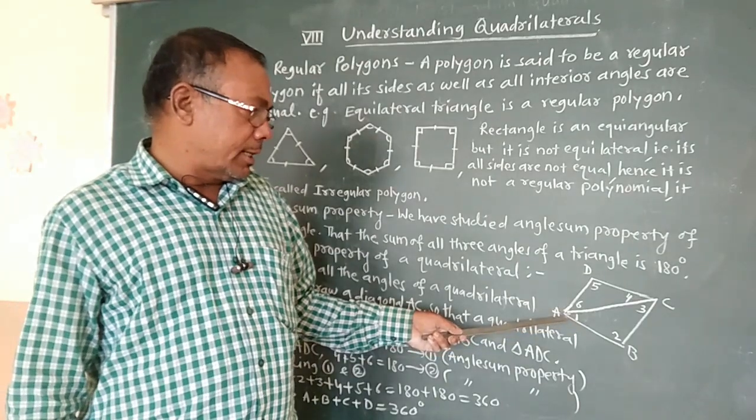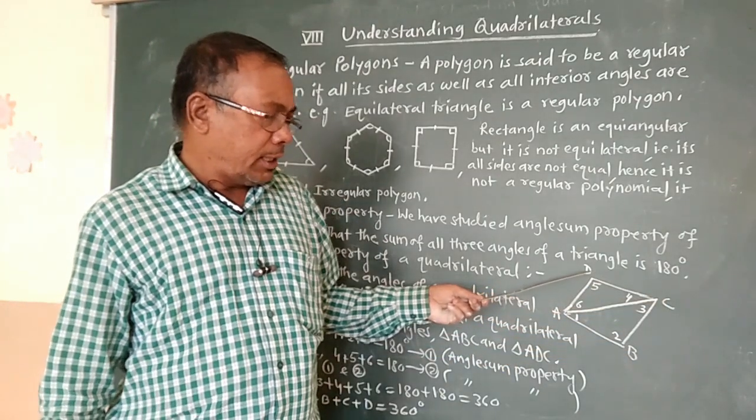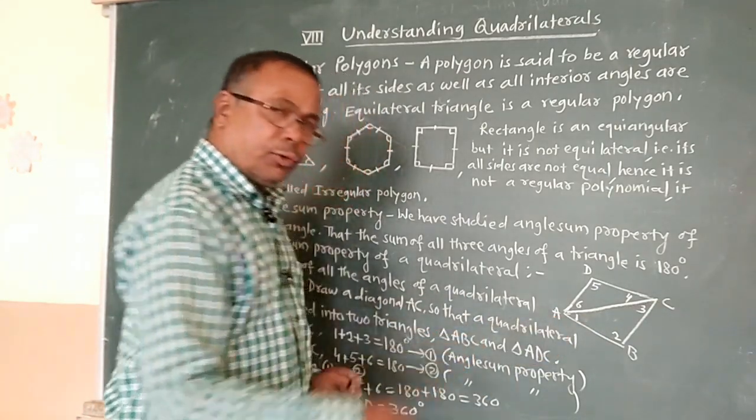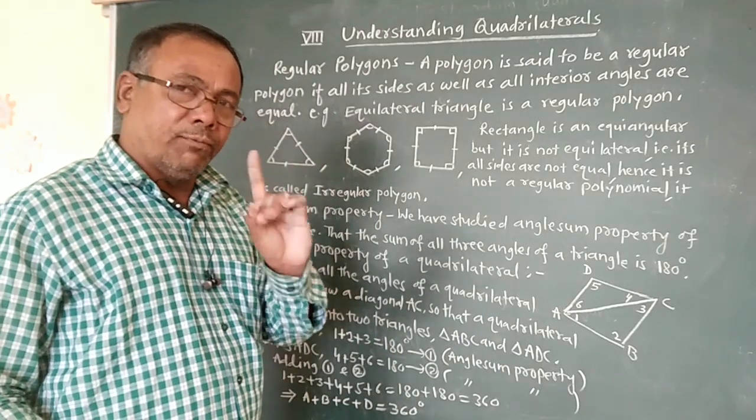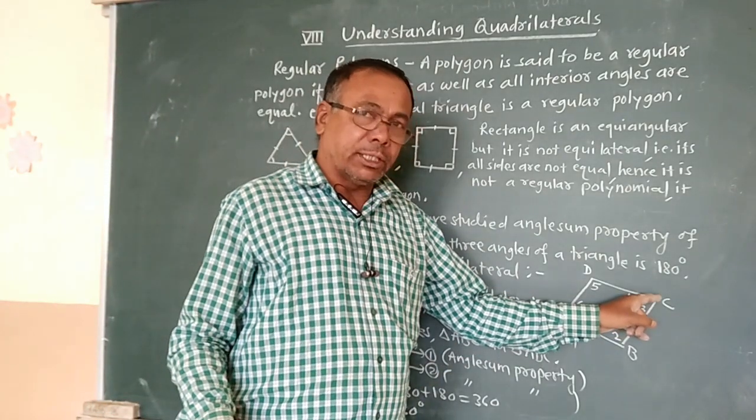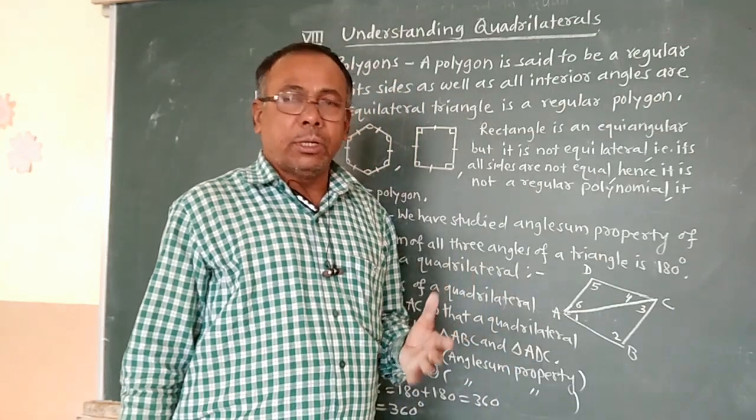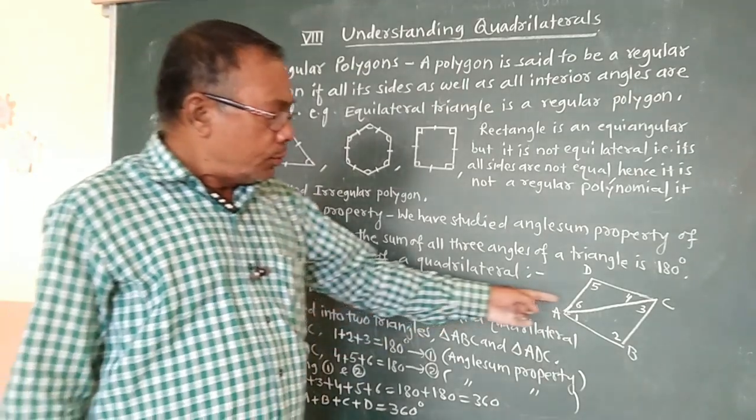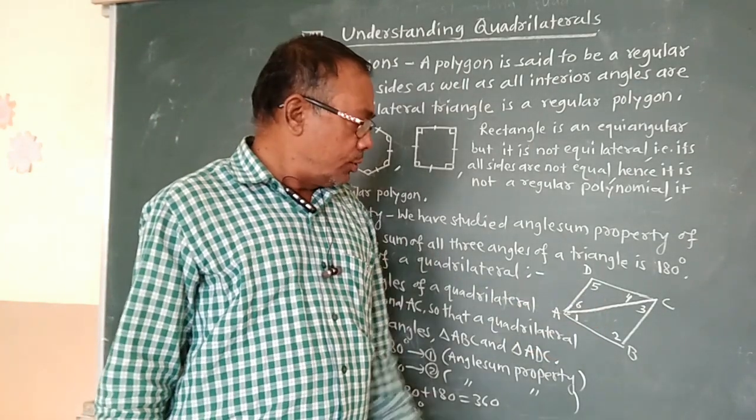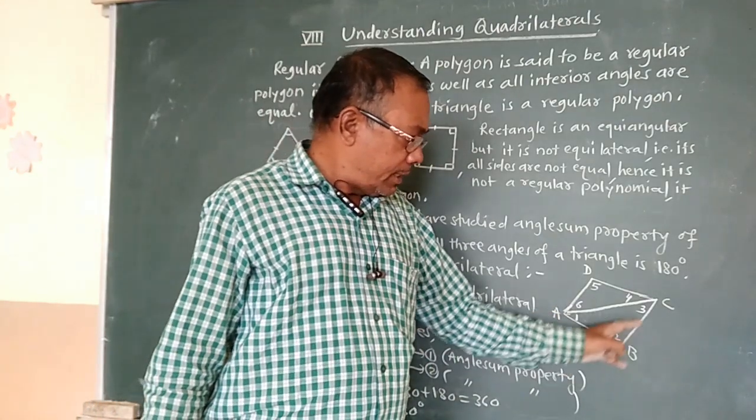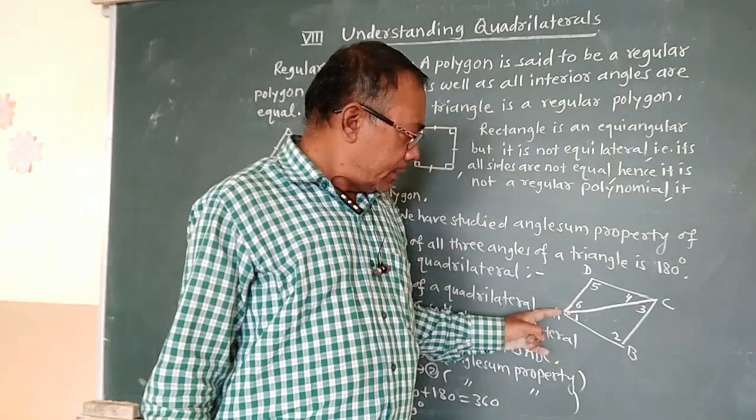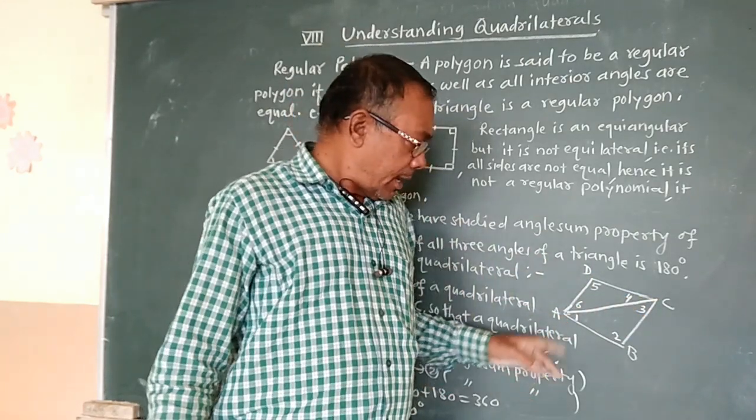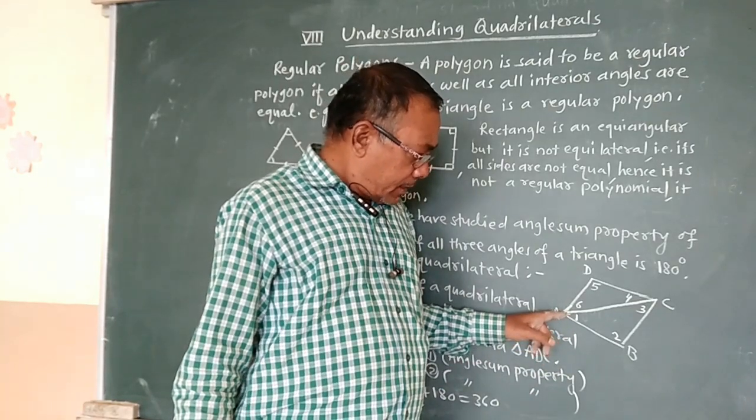Consider here a quadrilateral ABCD, and draw a diagonal AC. You can draw any diagonal, but we have to draw only one diagonal. Here I have drawn AC, and due to this diagonal, the quadrilateral is divided into two triangles. So these are the two triangles, with the inner triangle ABC.